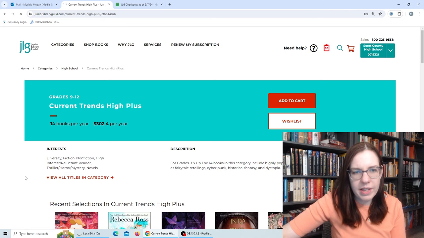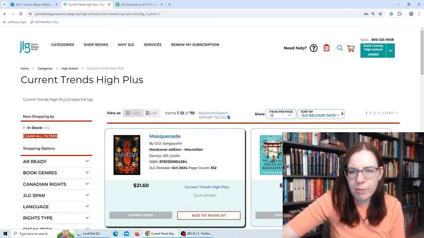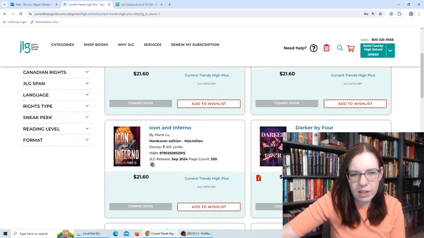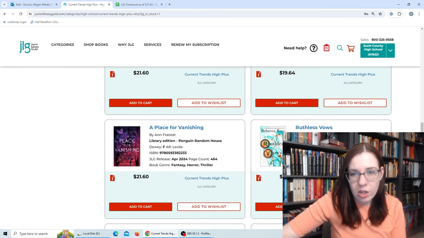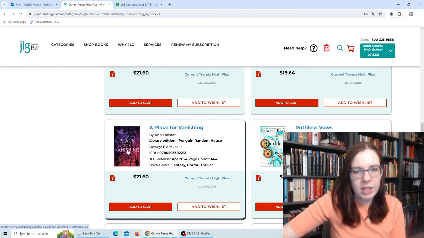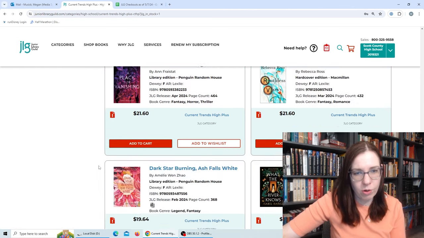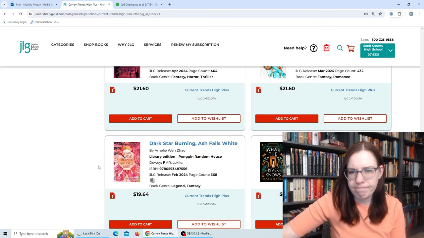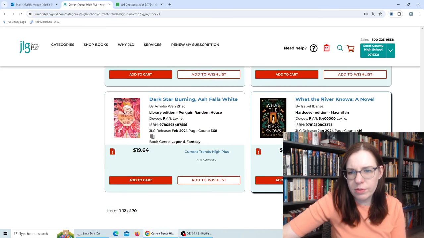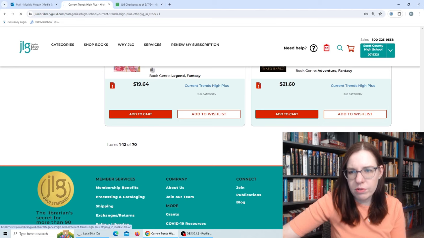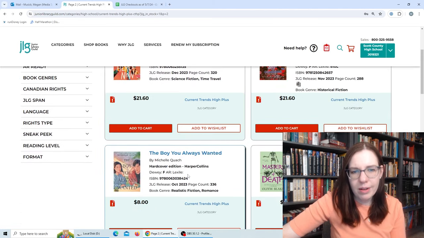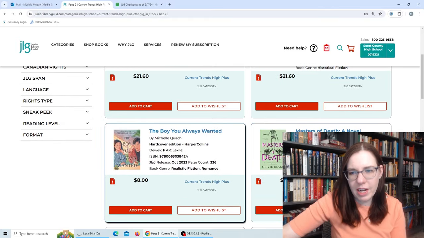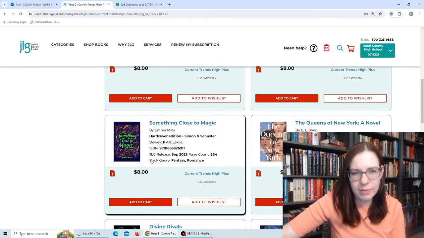Okay, so are these current trends? Could be, they could even be fantasy, which is what we don't want. A lot of them are, or sci-fi, or sequels. I mean, Ruthless Vow is obviously super popular because everybody loved Divine Rivals. Place for Vanishing, Aiden Thomas, people like that because it's horror. I like that it tells you the cost of the book too. That's cool. What the River Knows, that was fantasy. I tried that one, I DNF'd it. Masters of Death, which I love, but I don't think kids will because it's even more adult.